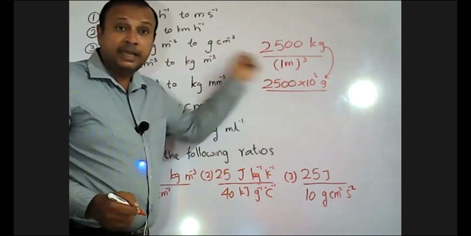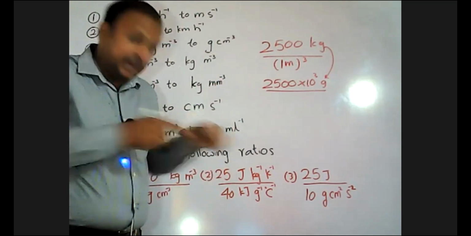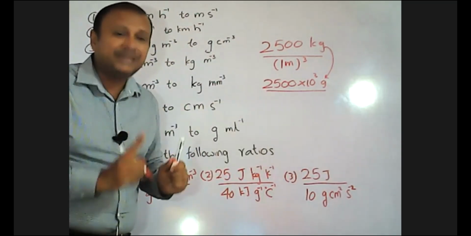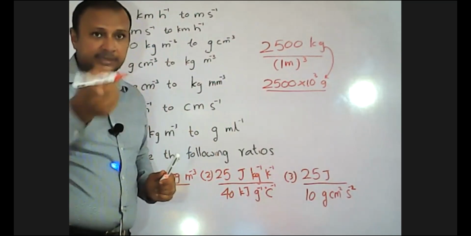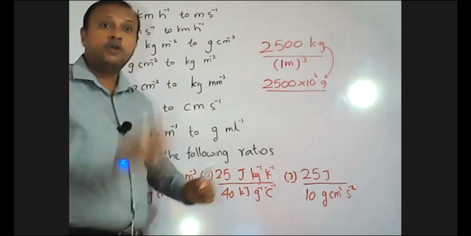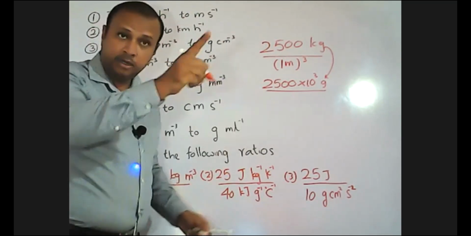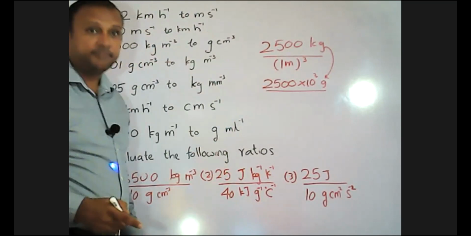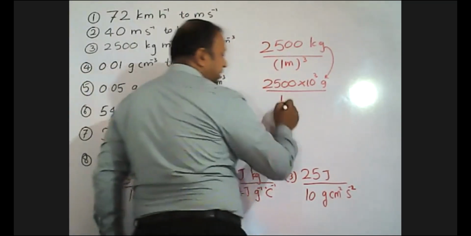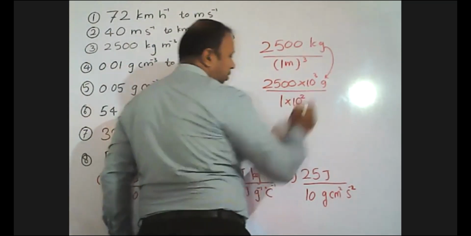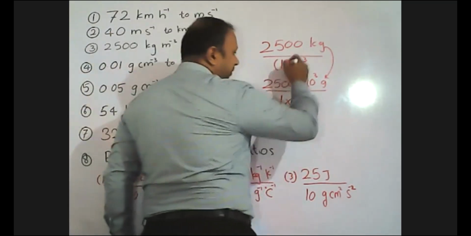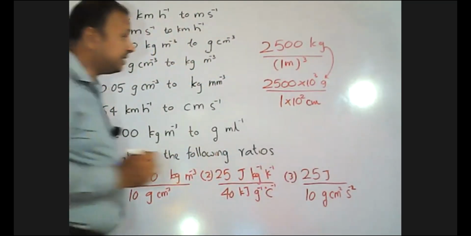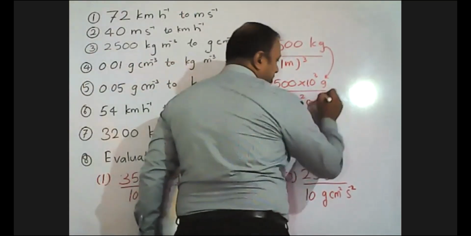Then meter into centimeter. Again, meter is a large scale, centimeter is a small scale. Large scale into a small scale. 1 meter is 100 centimeter. That means you have to multiply 1 meter by the ratio between them. Meter and centimeter, the ratio is 10 to the power 2, then it will be converted into centimeter. But there are 3 centimeters, that means we have to take the power 3.